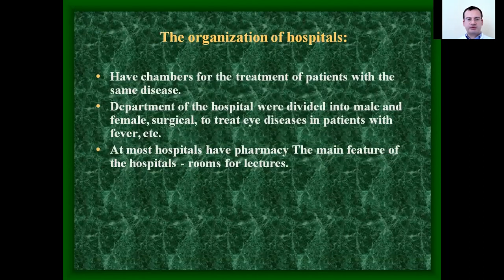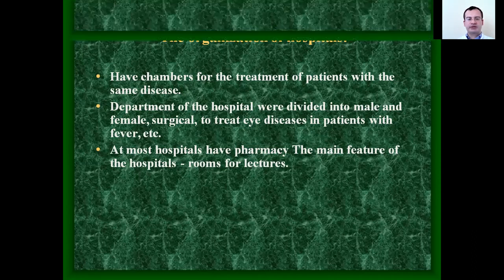The organization of hospitals. They had chambers for the treatment of patients with the same disease. Departments of the hospital were divided into male and female, surgical, to treat eye diseases, for patients with fever, and so on. Most hospitals had a pharmacy. The main feature of the hospitals was a room for lectures.